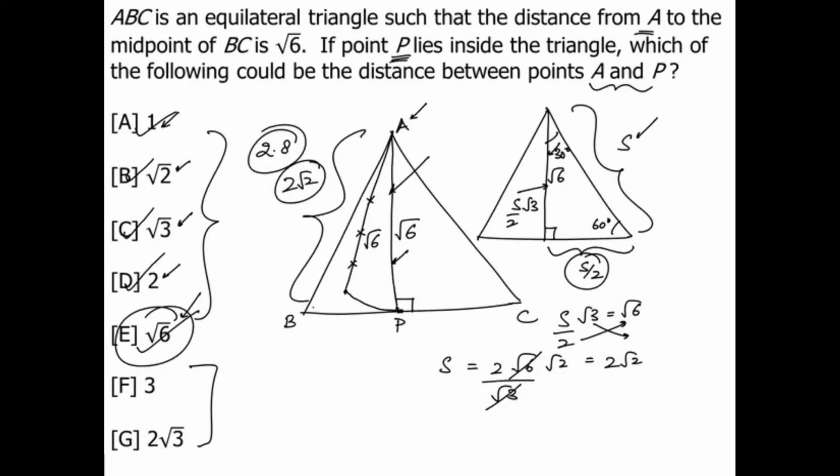So we know that the distance between A and P, even if it's at this other corner here, has to be less than 2 root 2. If you look at these two choices, they both exceed 2.8, or 2 root 2, I should say. So F and G are not possible. So the answers are A, B, C, D, and E.